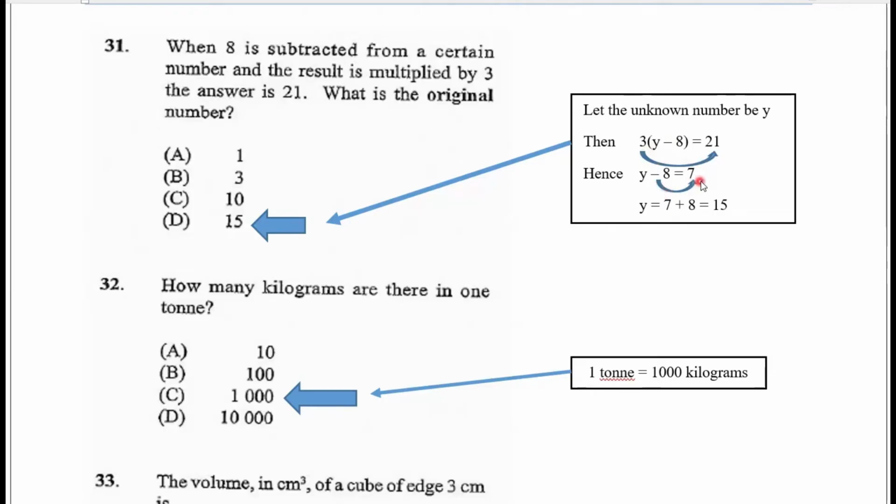And then y minus 8 is 7, right? What do I do there? I carry the minus 8 across, and obviously a minus is add. So it'll be 7 add 8, and that will give me 15. So you can see here, y is 15, D as in dog.